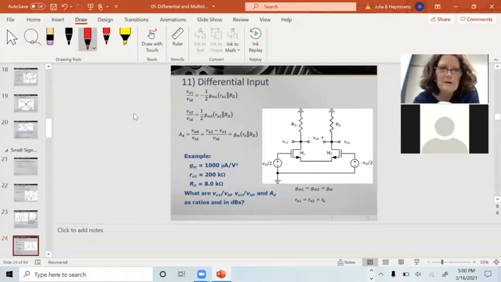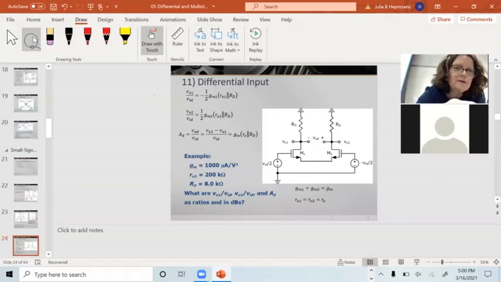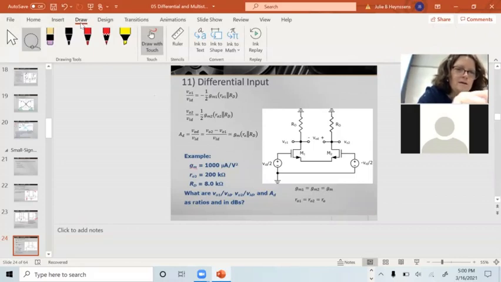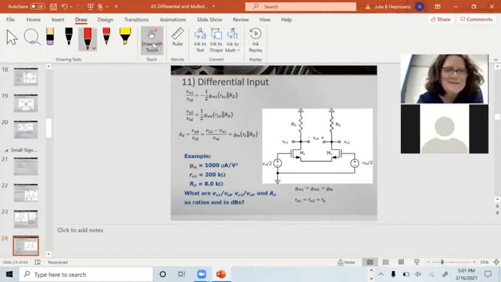Oh, that's just scary when that happens. Home, draw, and great. Undo this. Just hit draw with touch. Hold on, I'm trying to find the little magic thing that makes this work. Home, draw. Don't draw with touch. Draw with touch. I can only use my fingers.